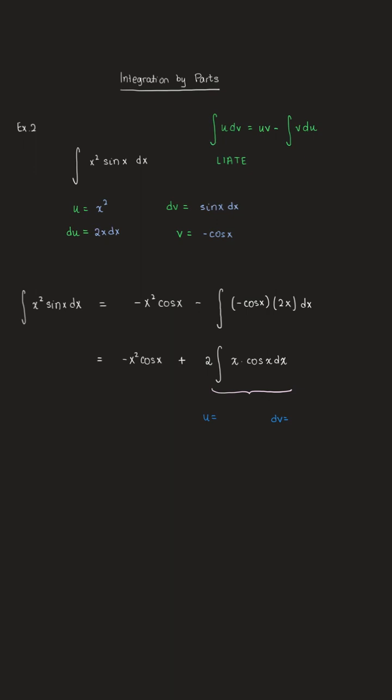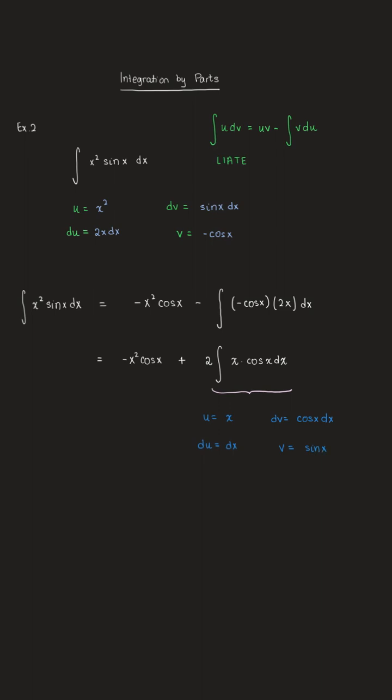So using LIATE, we have no logarithmic function and no inverse function, but we do have an algebraic function. That's just the x. So we're going to let u be x. And everything else in the integrand will be our differential dv. So dv will be cosine x dx. To get du, we differentiate u. The derivative of x is just 1 dx. And to obtain v, we will take the antiderivative of cosine of x, which is sine x.